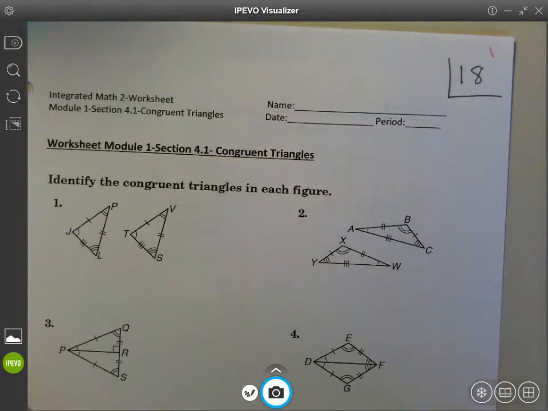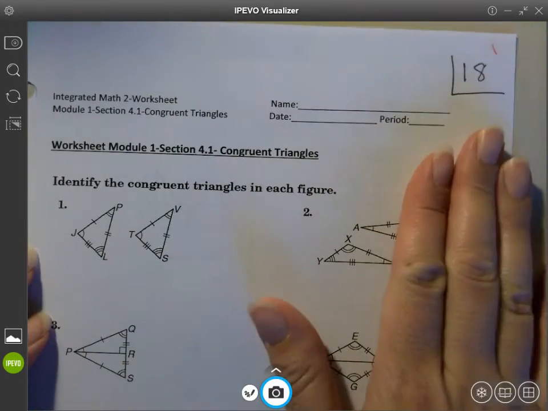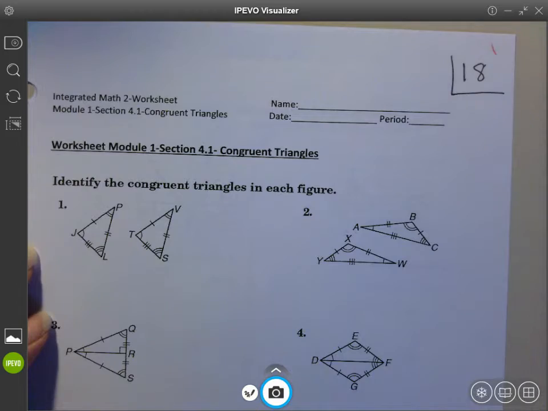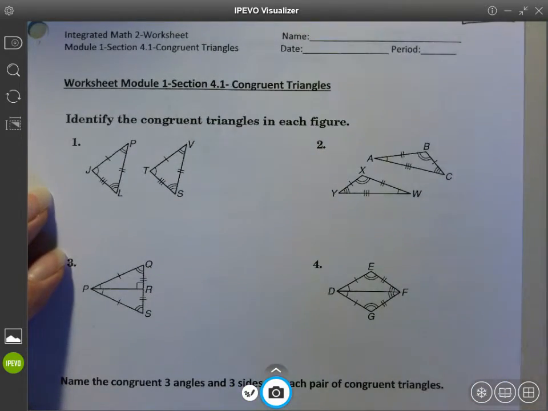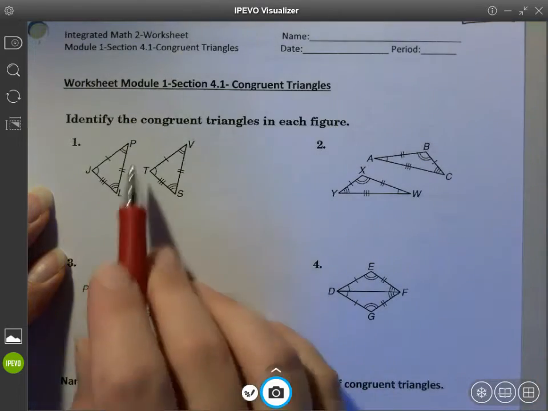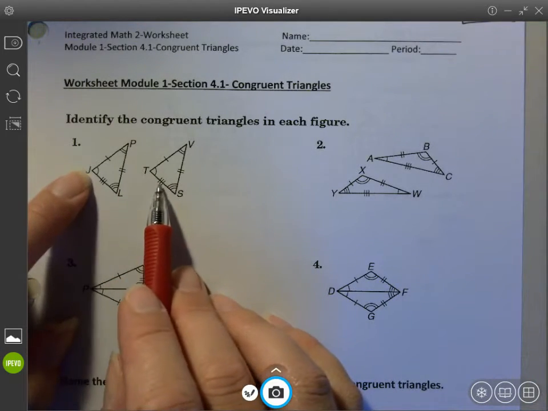All right, this is our worksheet 18 prep. On worksheet 18, we're talking about congruent triangles. It says identify the congruent triangles in each figure. So you're going to look at this and pair them up. Now these aren't spun around, so I think this one's pretty straightforward.